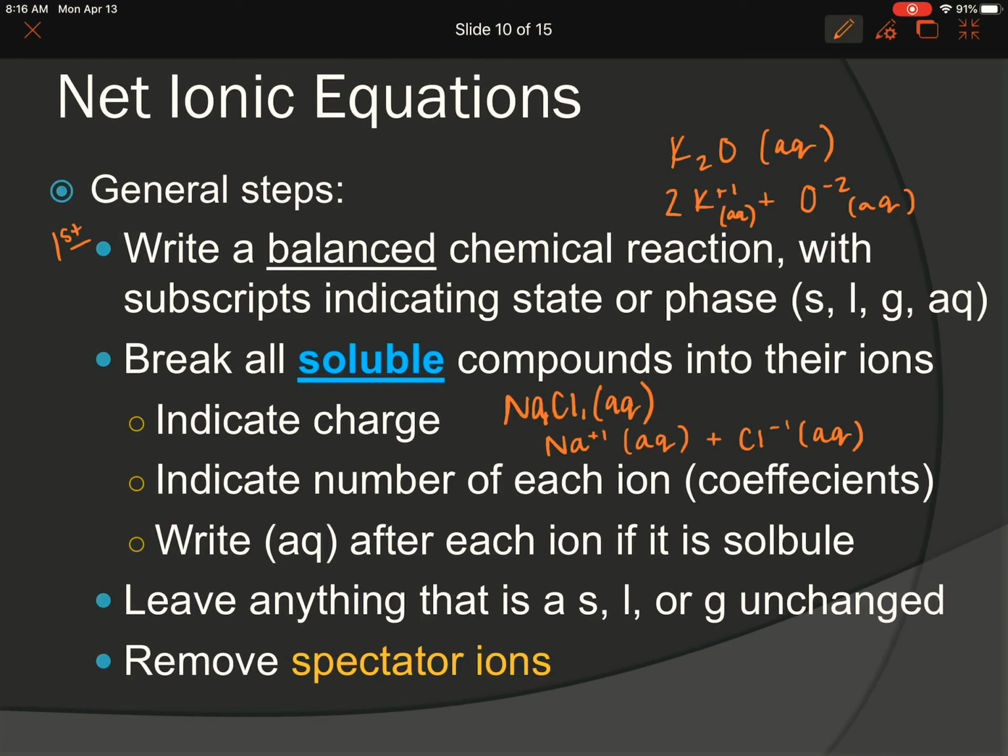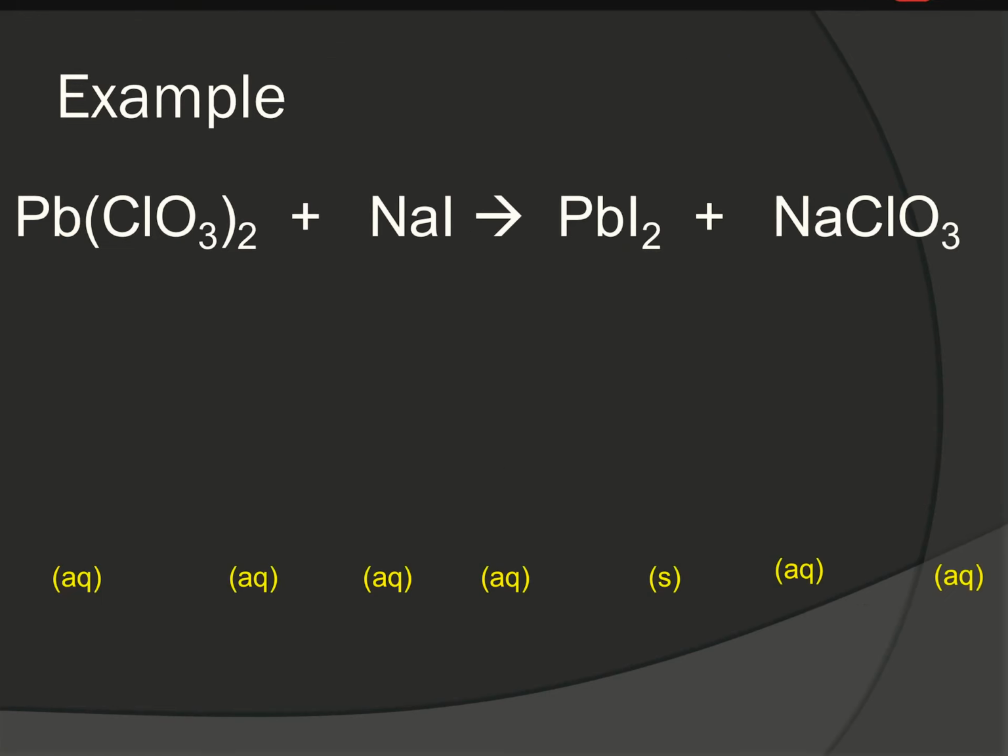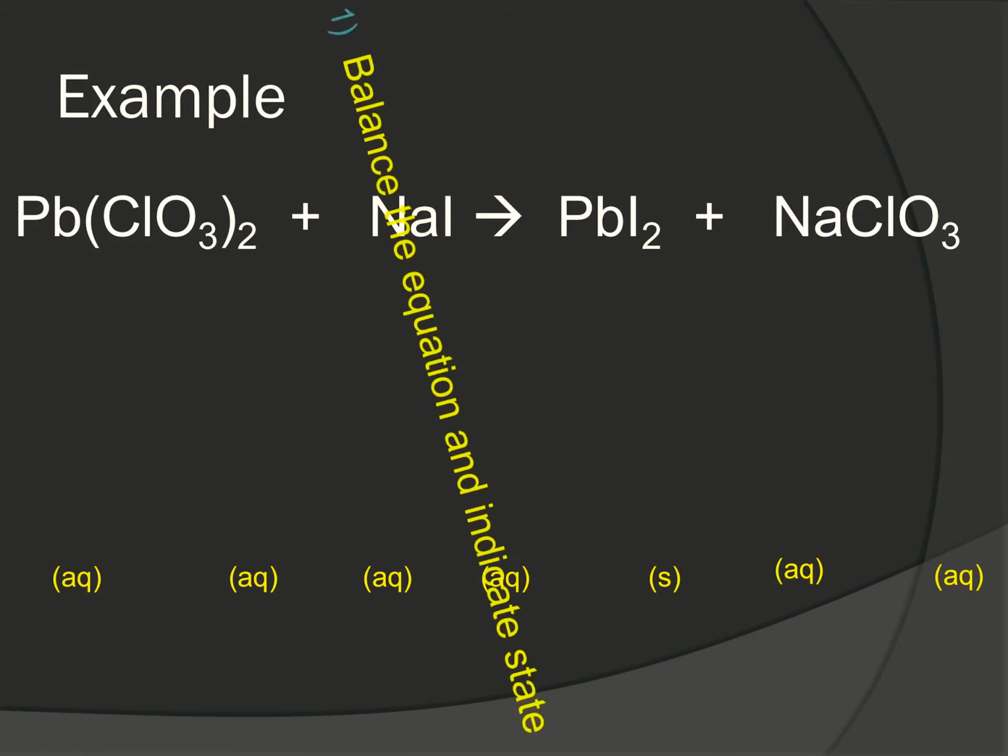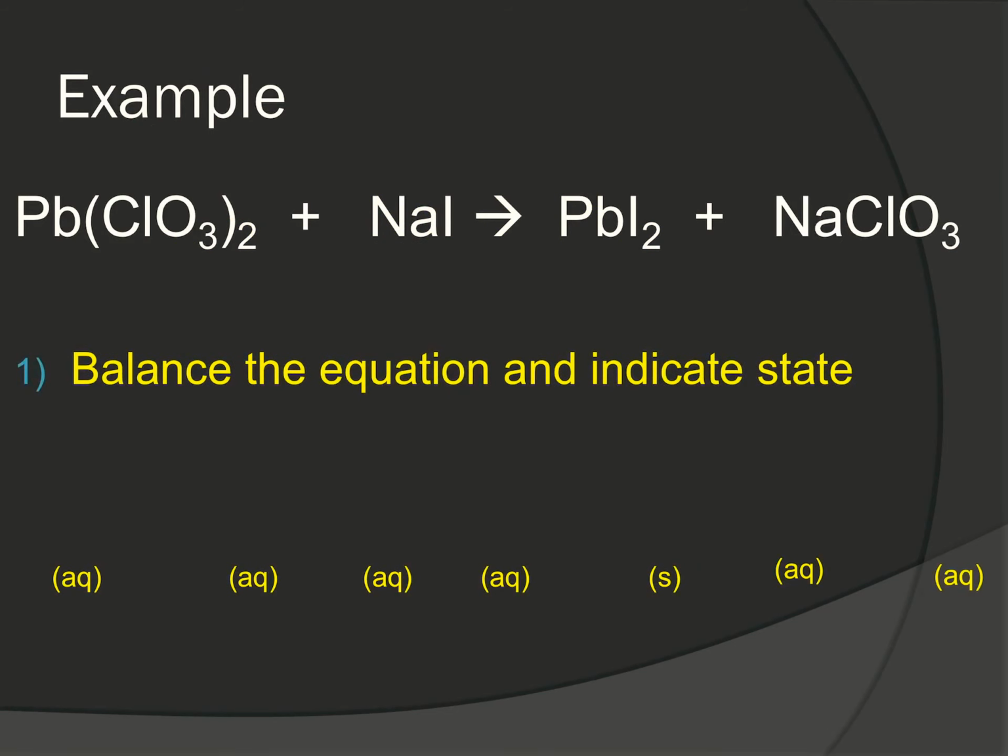And then once we've got everything broken up into soluble ions, we've completed step 1, we've completed step 2, and we've completed step 3, we can finally start removing the spectator ions. So step 4. Let's see what this looks like. We've got this reaction right here. Step 1 would be balancing the equation and indicating the states. When I balance my equation, I'm going to get a 1, 2, 1, 2 for my coefficients.